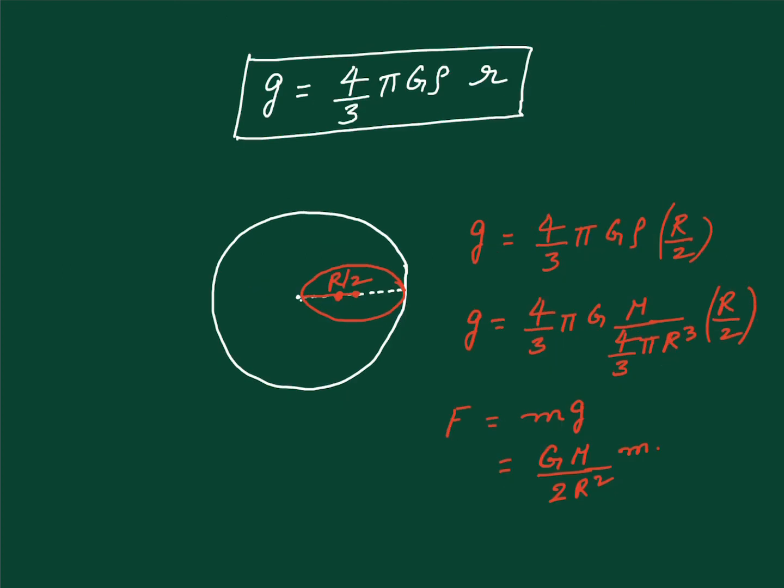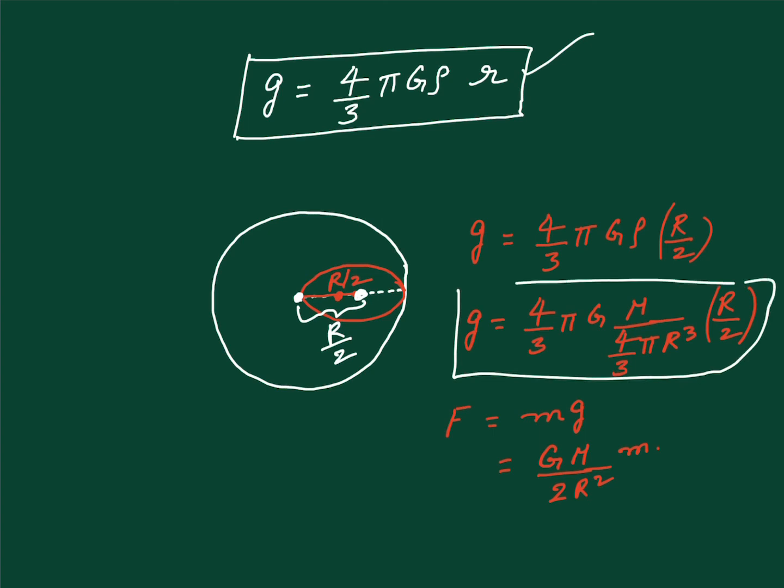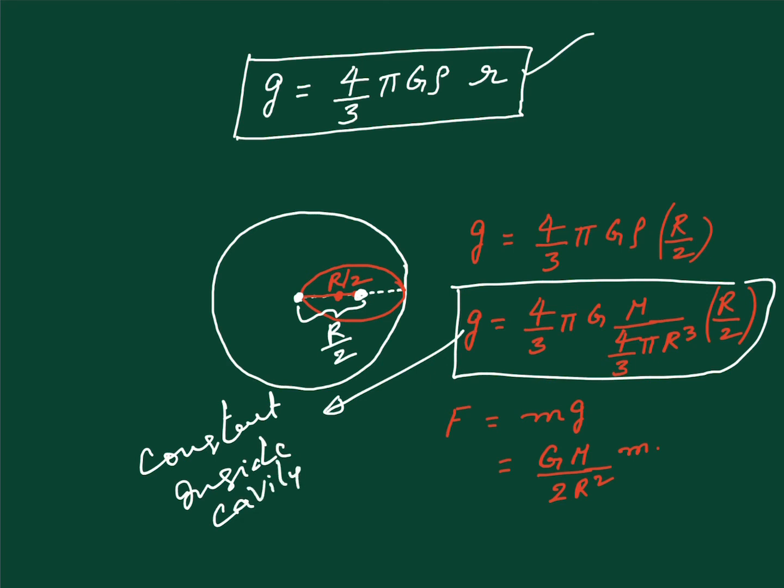Then let us solve the problem. We know the g value at any point inside the cavity is 4 by 3 pi G rho into r. In this case, the distance between the original center and the removed part's center is r by 2. No doubt the particle is at r by 4, but don't worry. The field is constant inside the cavity.